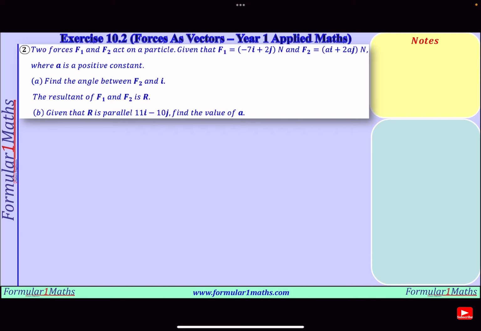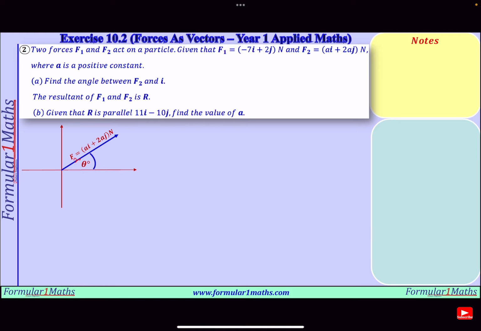So let's proceed to draw the vector F2 on the diagram to enable us to find the angle required. So let's put in our vector. Because we are told that a is a positive constant, that's why we can draw F2. By the way, this is F2. So we can draw F2 in this quadrant because positive direction will be that way for the i component and the positive direction will be that way for the j component. So the angle required is theta, shown in the diagram.